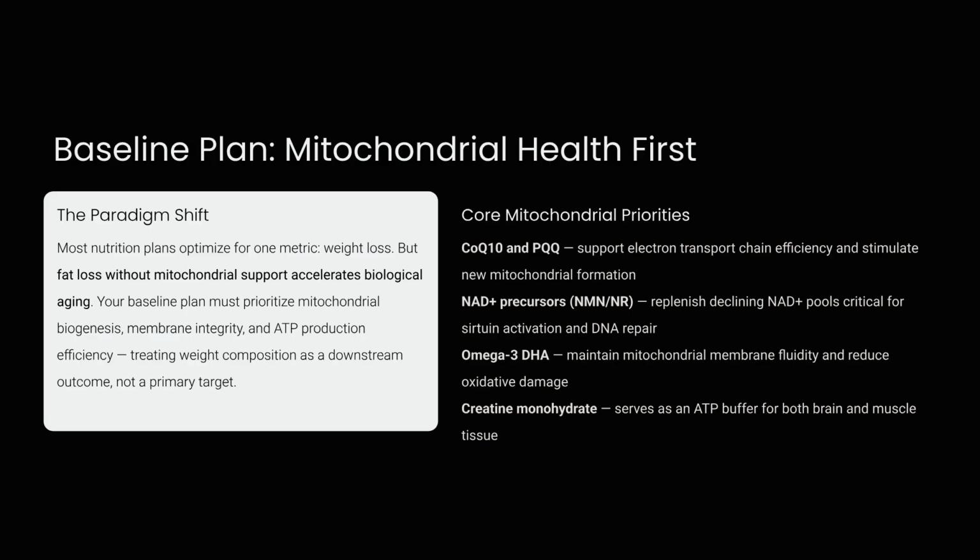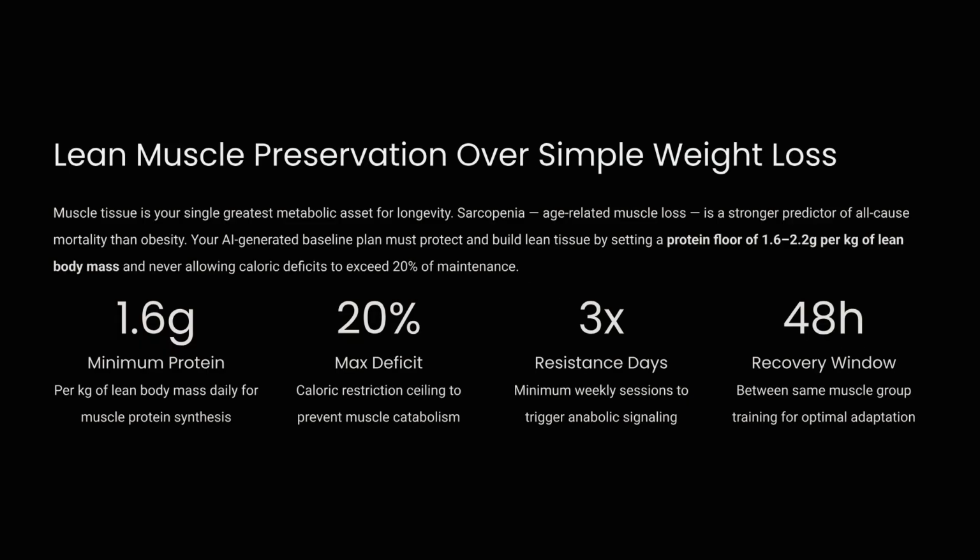Your baseline plan should prioritize mitochondrial health, as fat loss without mitochondrial support accelerates biological aging. Focus on biogenesis, membrane integrity, and ATP efficiency. Key priorities include CoQ10, PQQ, NAD plus precursors like NMN/NR, omega-3 DHA, and creatine monohydrate.